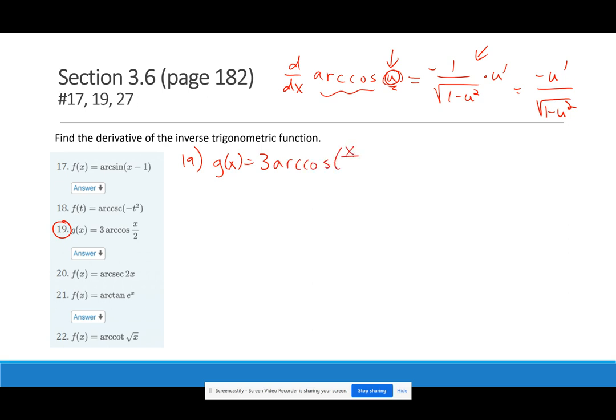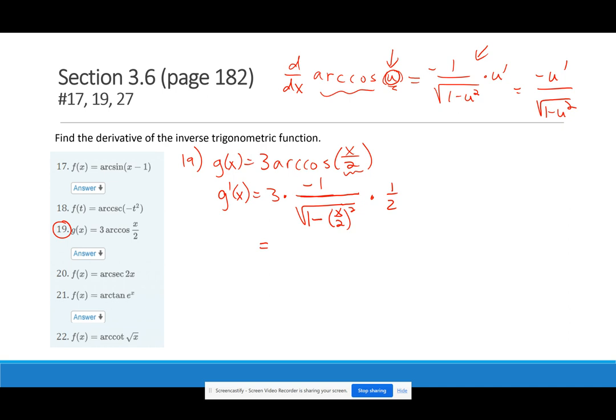And I do have an inside function, x over 2. All right, so I'm getting ready to apply that formula. I'm doing the derivative of this with respect to x. So I'm going to bring down the 3. I'm going to do the derivative of arc cosine, which is negative 1 over square root of 1 minus the u, which is x over 2, squared. And then I need to do the derivative of x over 2, which is 1/2.